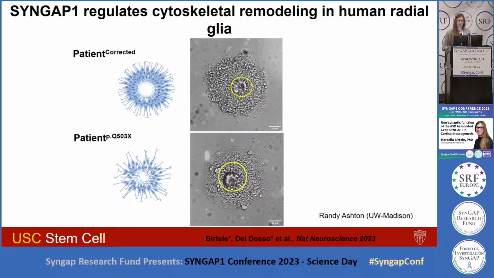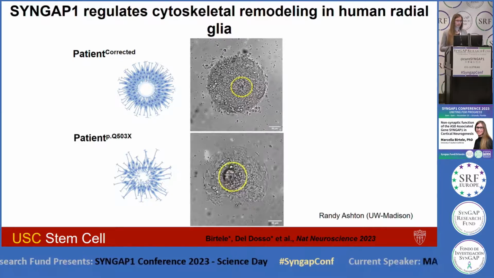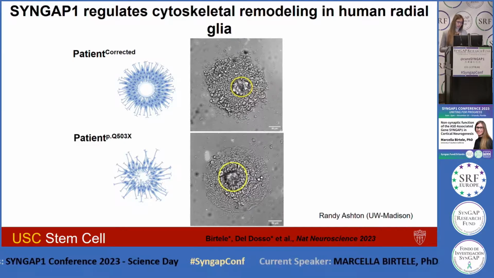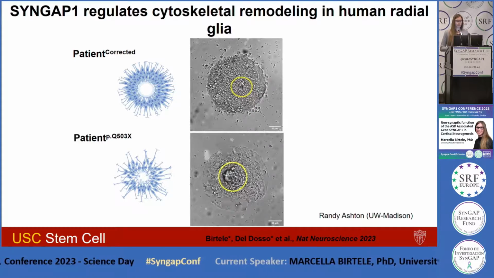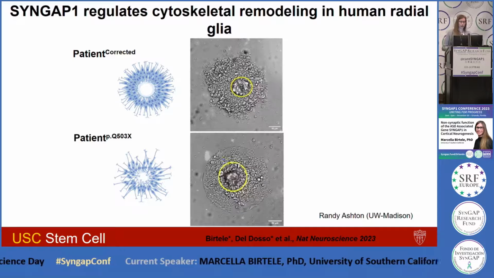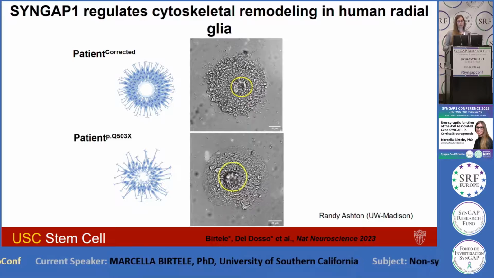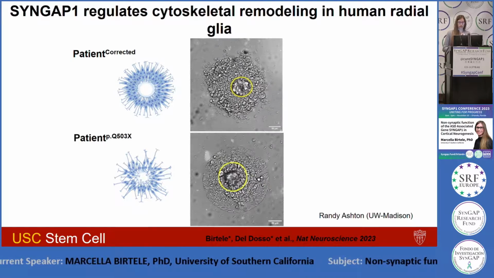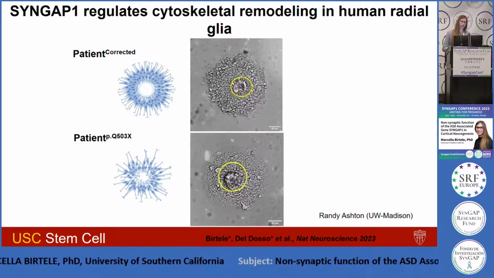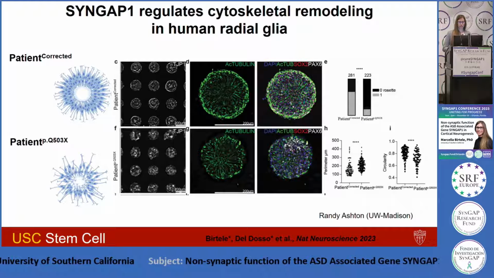So we wanted to look at this phenotype and function of Syngap from the cytoskeletal point of view. And we use a 2.5D system where we're able to recreate this ventricular generation. So here what you see is that the cells are organizing around the ventricle, also called rosette-like structure. And what we see here is that the patient line generates a much larger and disorganized rosette.